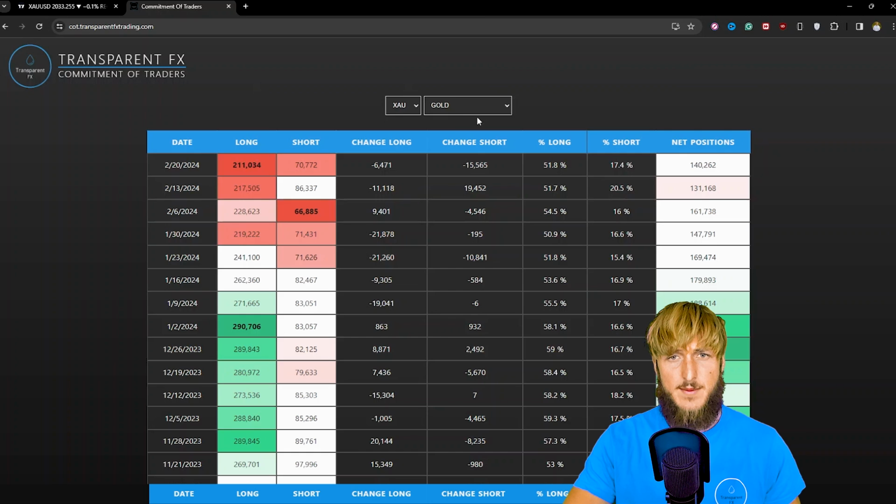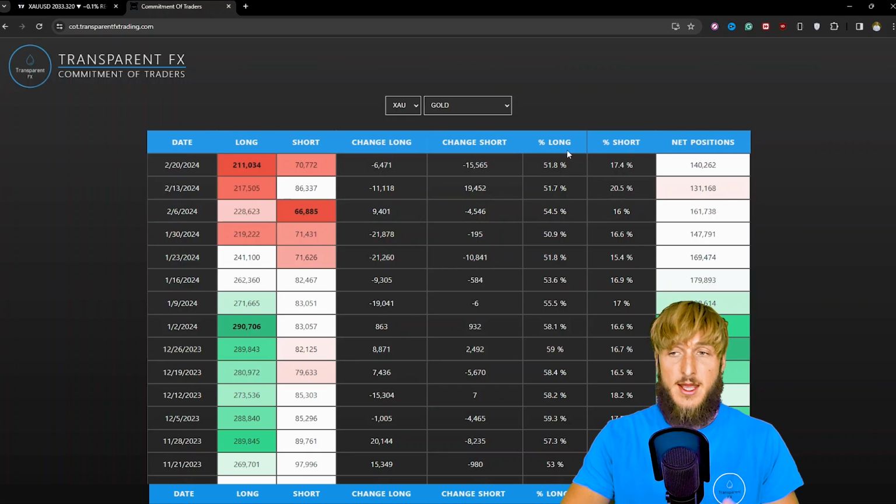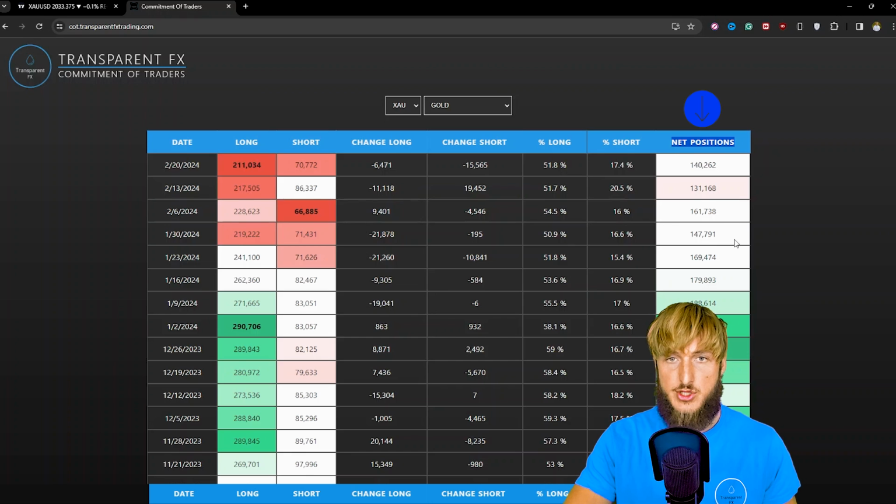Now, when it comes to the report, how do we identify in which direction we are looking to trade? How do we know in which direction we are having the higher probabilities of being scalping gold from a 5 minute perspective profitably? Well, the easiest way is to look at the net positions. Now, net positions is simply longs minus shorts.